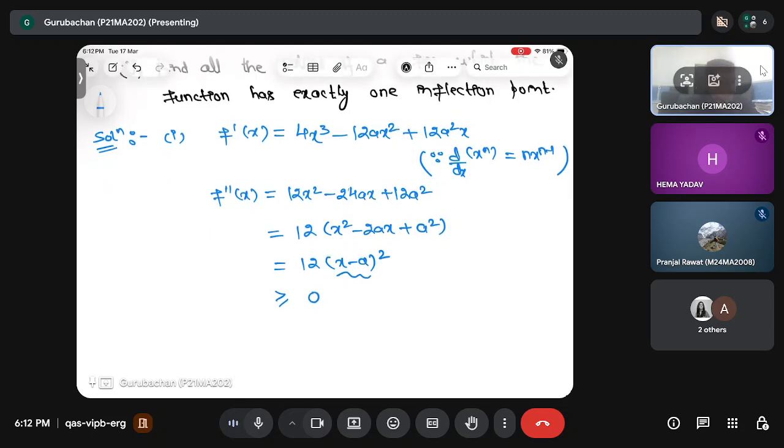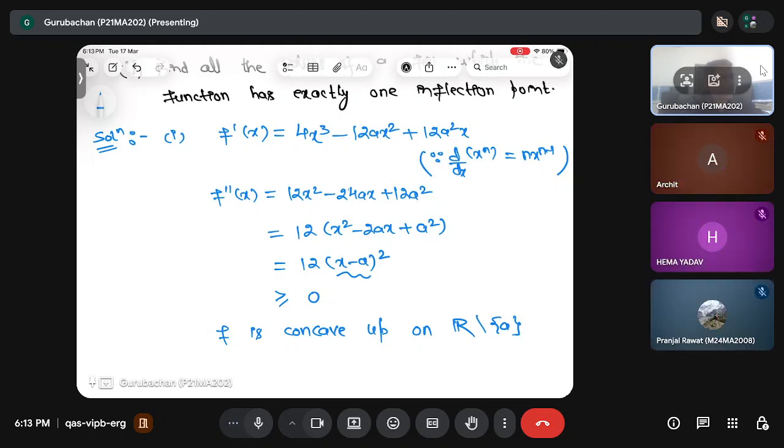So we can conclude that f is concave up on whole R. Although one can say that it might be R minus a, because concave up means double derivative should be strictly greater than 0, here R is sufficient. The reason you will get soon, why we are not excluding a.